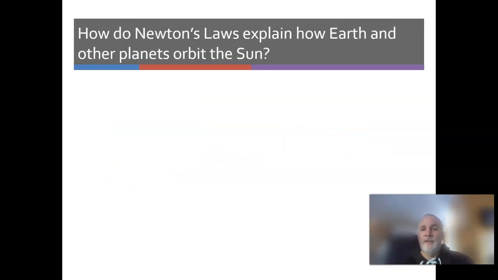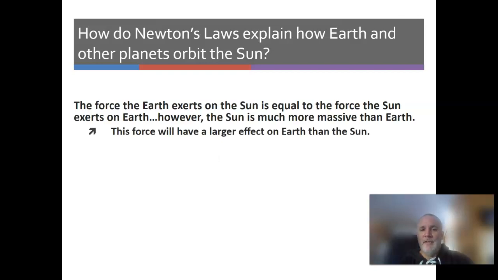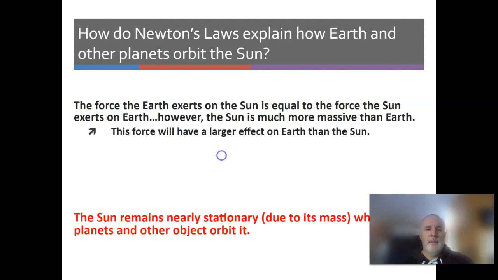So how do Newton's laws explain how the Earth and other planets orbit the sun? The force the Earth exerts on the sun is equal to the amount of force the sun exerts on the Earth. It doesn't seem like it, but it is. However, the sun is much, much more massive than the Earth is. So this force will have a larger effect on Earth than on the sun.